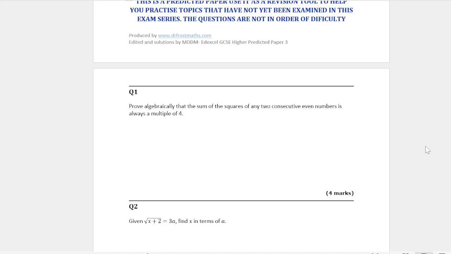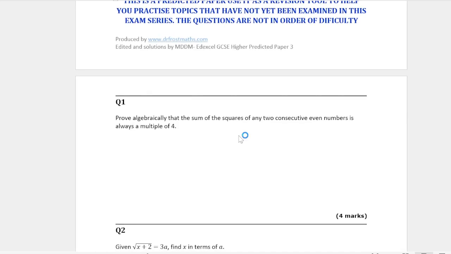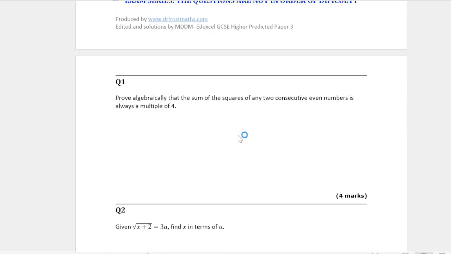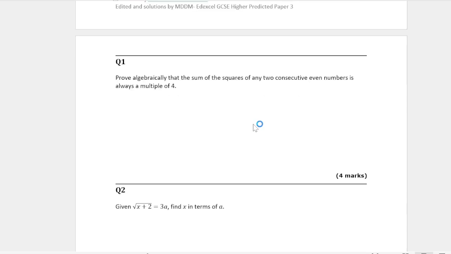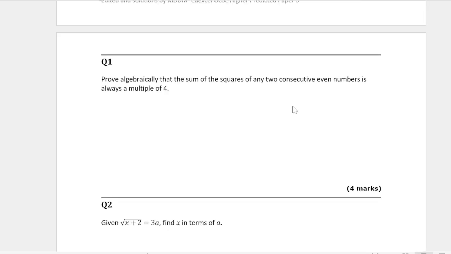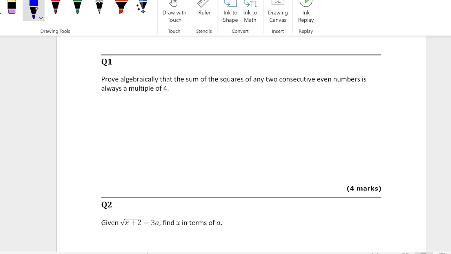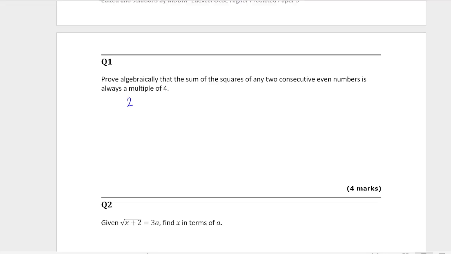Okay, question 1. Prove algebraically that the sum of the squares of any two consecutive even numbers is always a multiple of 4. So for this, if we're looking at even numbers, I'm going to call the first number 2n. And then the next consecutive even number would be 2n plus 2, because we'd need to add on 2 to get the next even number.